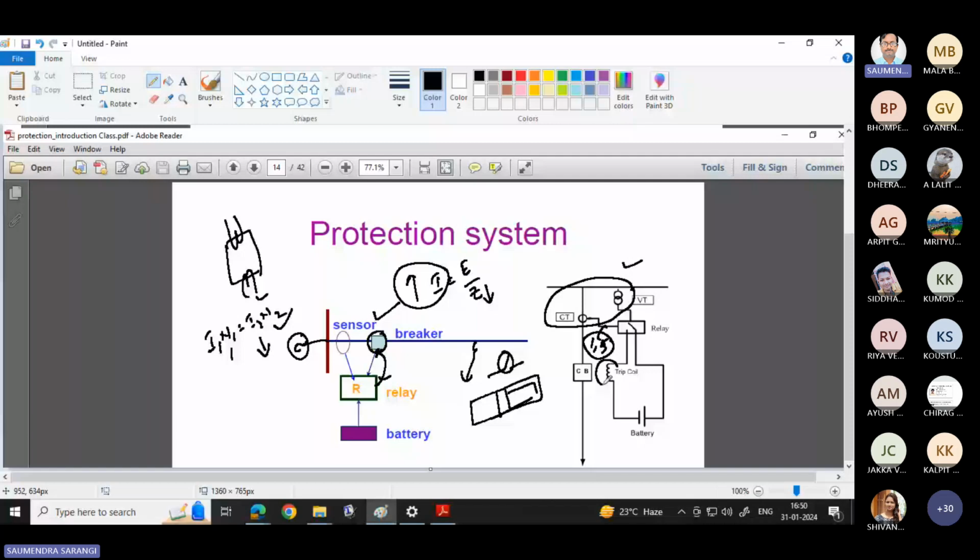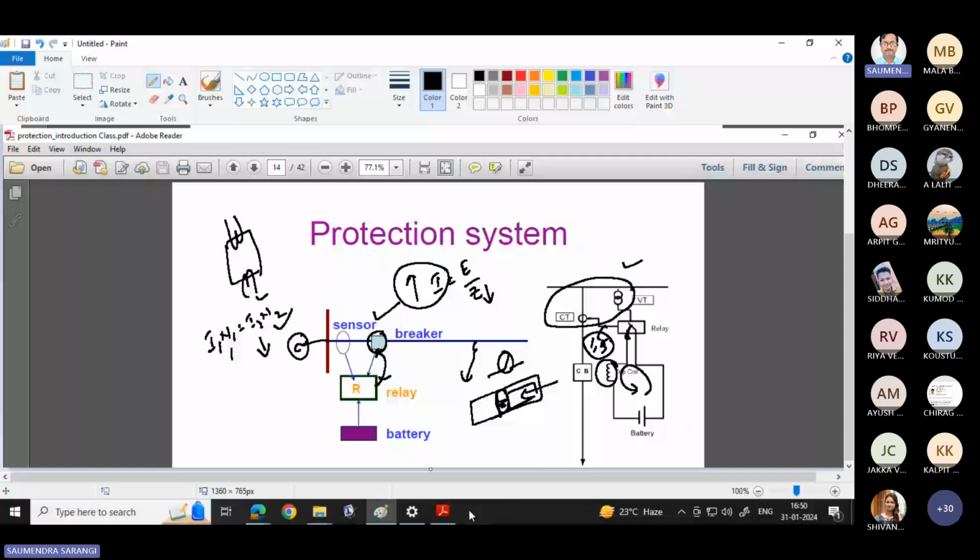Whenever the relay contact is closed, current flows here automatically, so the trip coil is energized and it takes back the movable contact. Whenever the contact is opened, sparking will definitely come. So this sparking has to die out or be extinguished. This is done by different types of medium, right? So this is our protection of transmission lines we are talking about.